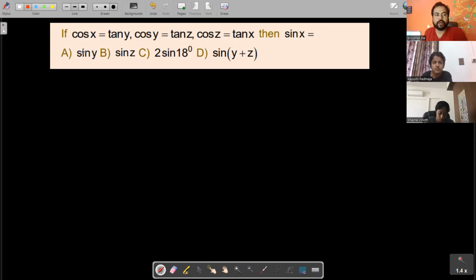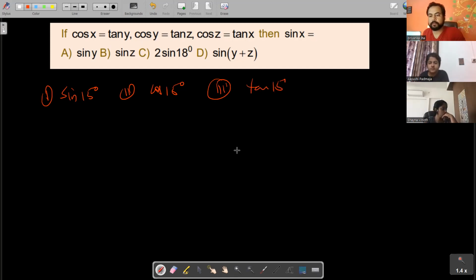See, we'll do this question later. Suppose I want to find the value of sine 15 degree, second, cos 15 degree, third, tan 15 degree. How will we find sine 15 degree? 15 degree is not known yet, so we'll express it in terms of two known angles, like 45 degree minus 30 degree or 60 degree minus 45 degree. We'll apply the formula of sine of A minus B.